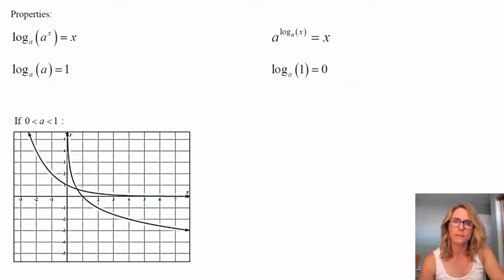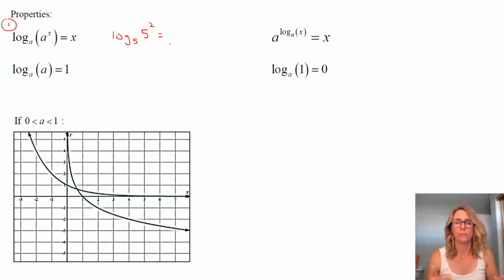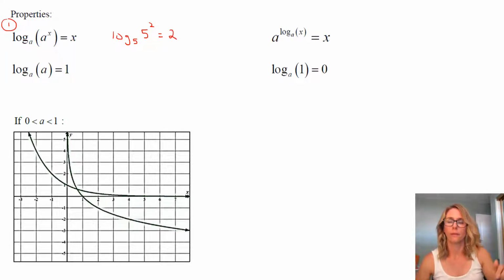So there are some properties. I've talked about some of this already. So the ones I've talked about are the first one here. So the first property here, this is really how I've been talking about it the whole time. So the idea there is if you can rewrite whatever base you have, for example, say you have log base 5 of 25, you can rewrite 25 as 5 squared. If you have it in this form, boom, there is your answer. It is the exponent to which you raise 5 to get 25.